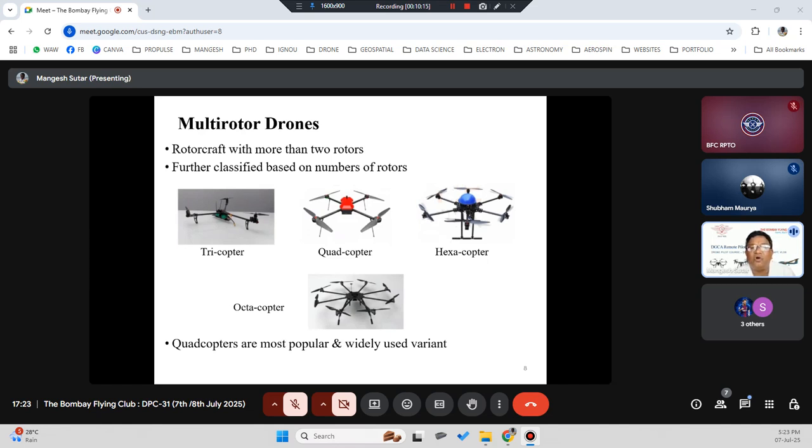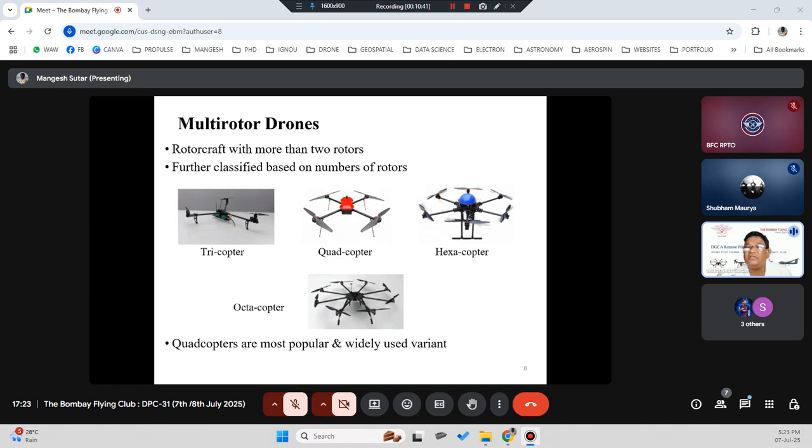Whenever you have an odd number of motors, it is very difficult to manage and maneuver. So normally the quadcopter is the best configuration because it has four. Four and more: 4, 6, 8, 10, 12, whatever, even numbers are always stable. So why do we have more propellers? To give you a more power-to-thrust ratio, right?